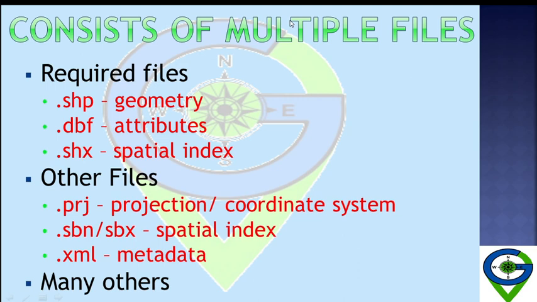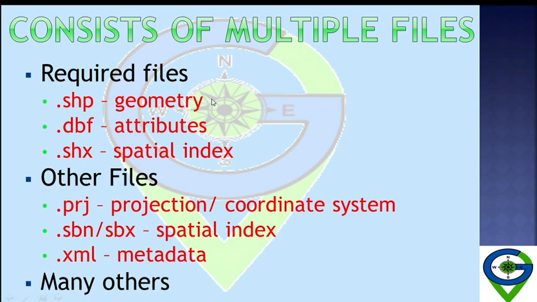So the composition of a shapefile consists of multiple files. The most important and most required file is the .shp file. This is the file which stores the information about a geometry. So whatever shape we are creating is stored in a .shp format file.